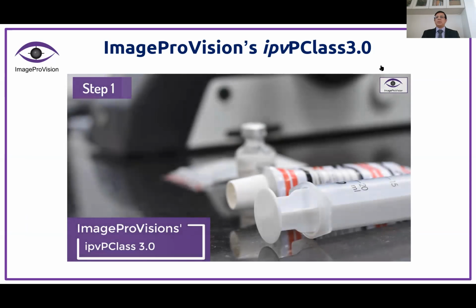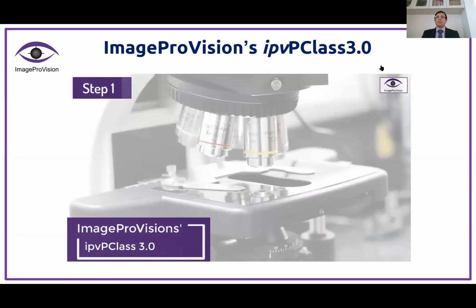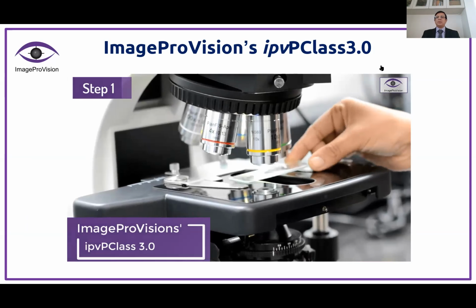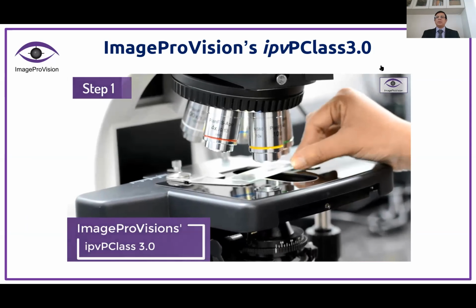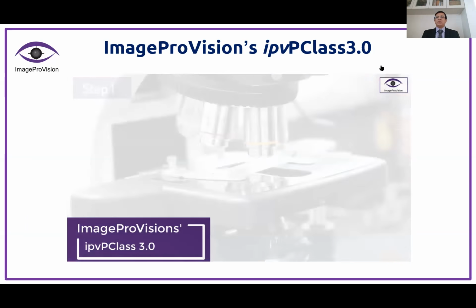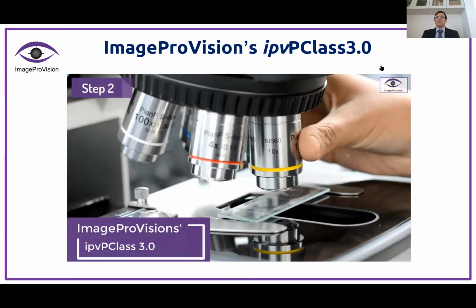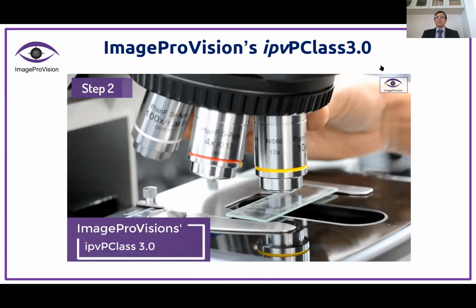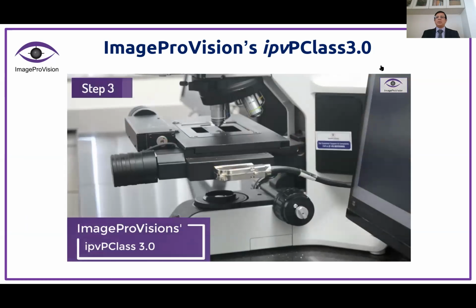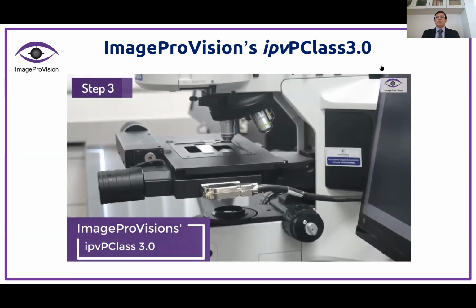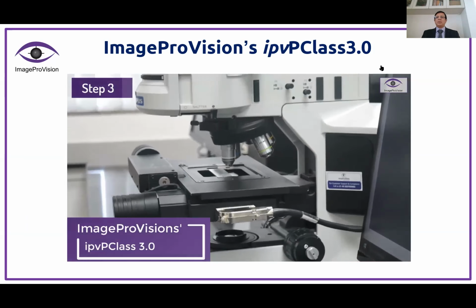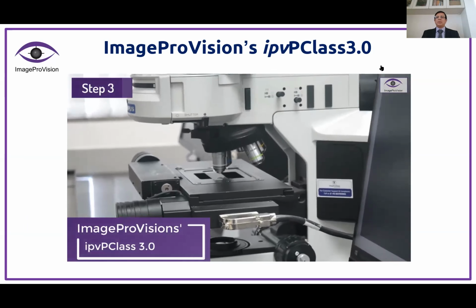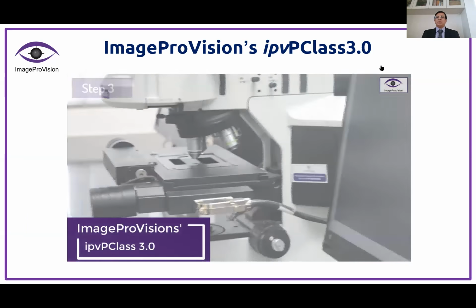Step 1. Take a sample of any dosage form, like powder, liquid, cream, injection, etc. Prepare the sample on the glass slide and place it on the microscope. Step 2. Select the appropriate magnification required for analysis. Step 3. Now, IPVP class will automatically take multiple images of different fields of view through the XYZ motorized stage.